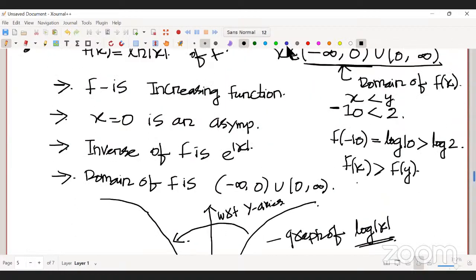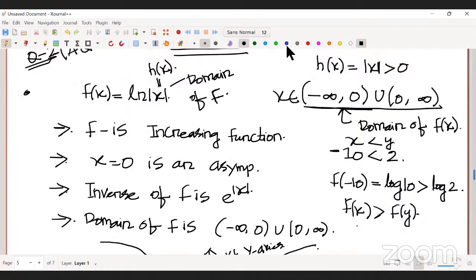So this part is clear now. This f is not an increasing function, right? So this option is not possible. Yes, sir.